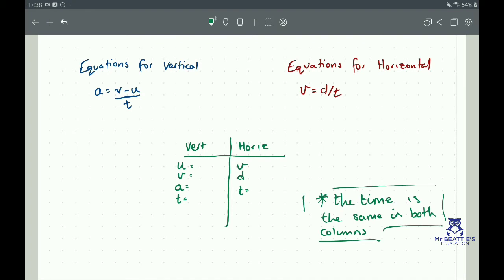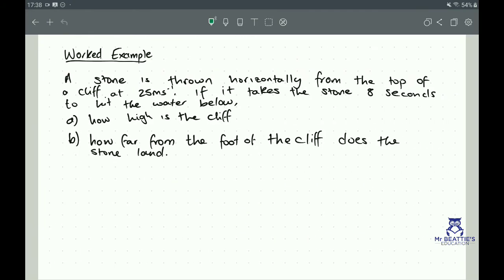Okay, the time is the same in both columns. Now we're going to use this, and we're going to give this worked example a shot. So we've got a stone thrown horizontally from the top of a cliff at 25 meters per second. So first thing I'm going to do is sketch a wee cliff, and we've got a stone being thrown horizontally at 25 meters per second.